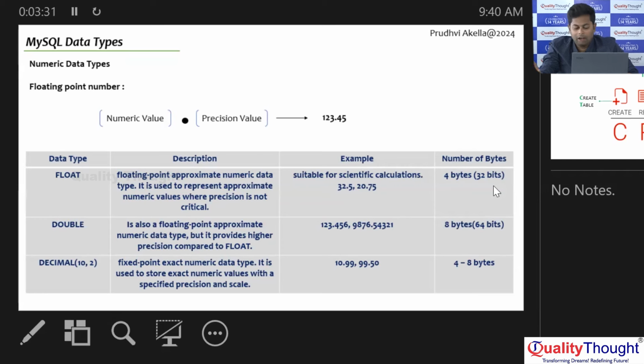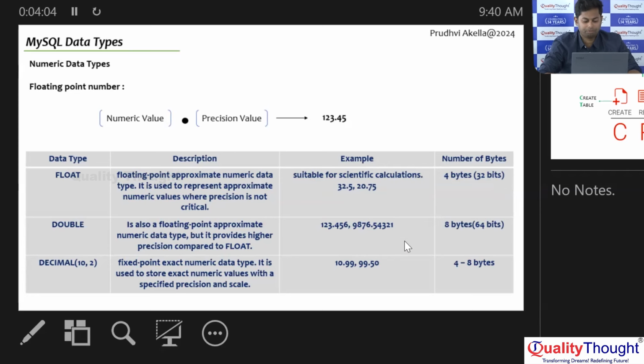Are you guys getting it? How many bytes do you need? 8 bytes. And how many bits? 64 bits. And we also have something called decimal. This is very important. This is what we use most of the time. What is a decimal? Decimal is basically a fixed point exact numeric data type. It is used to store exact numeric values with a specified precision and scale.